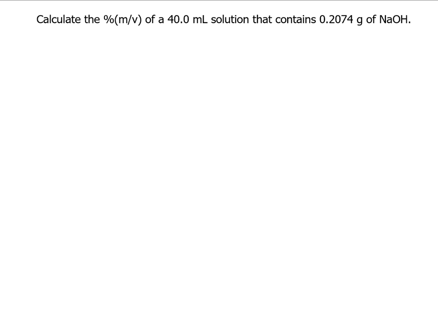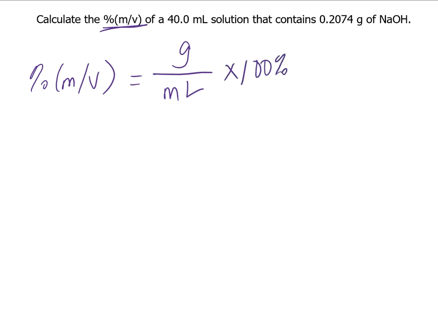We could have also done that same last solution, the 40 milliliters with the 0.2074 grams. We could have done that same calculation by determining the mass volume percent. Again, depending on what percent, what unit, or which version you're using, that dictates which equation you use. So if we're doing the mass volume percent, we're going to use the mass of solute, which is going to be in grams of solute, the volume of solution, which is going to be milliliters of solution, times 100%. And so the problem already gave us everything that we need. So for this one, we simply plug it into the equation.